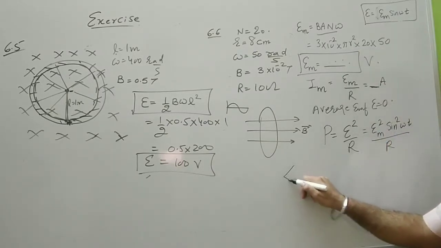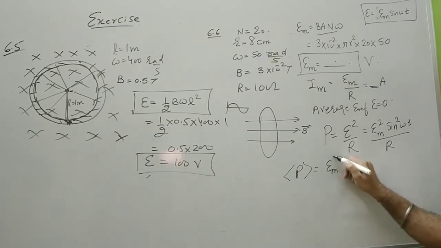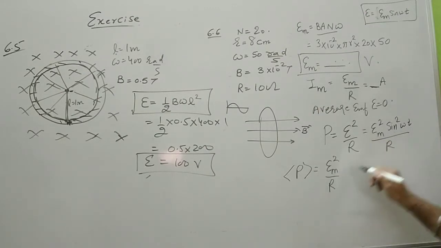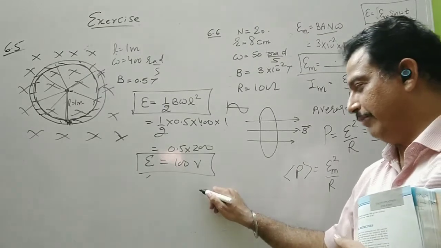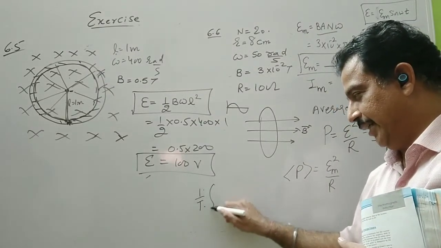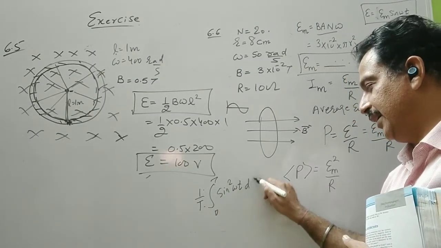Now the average of this comes out to be Em square, that is a constant term, resistance is constant. Now the average of sine square. If I want to find out the average of sine square, I should do 1 by T, 0 to T, sine square omega t dt.